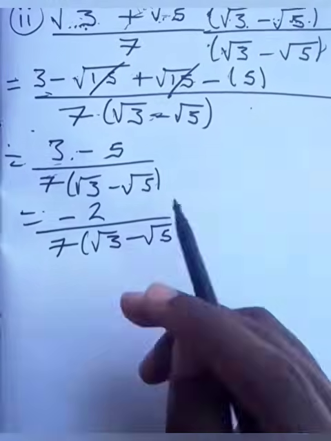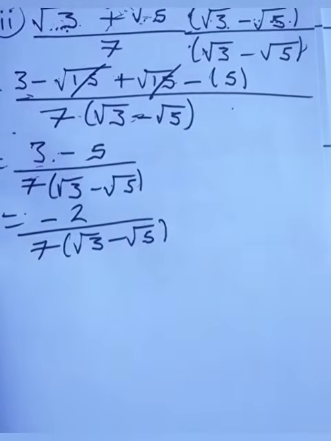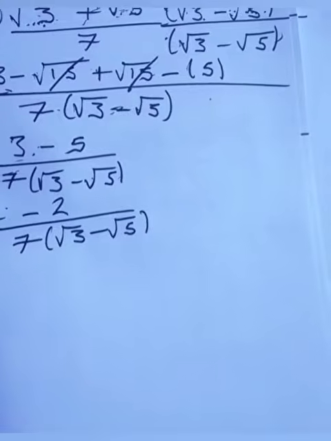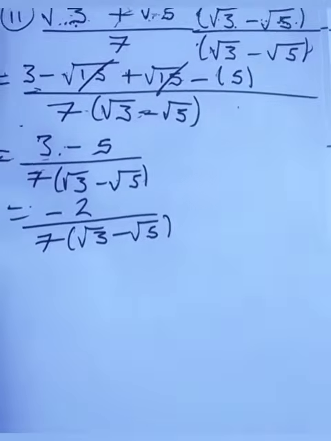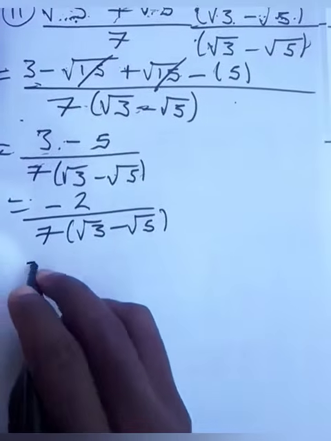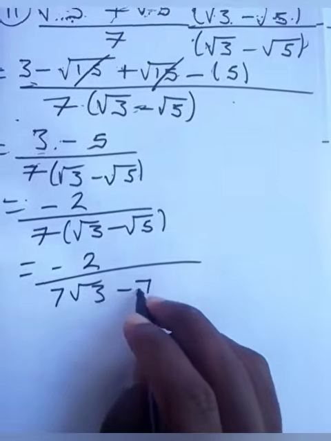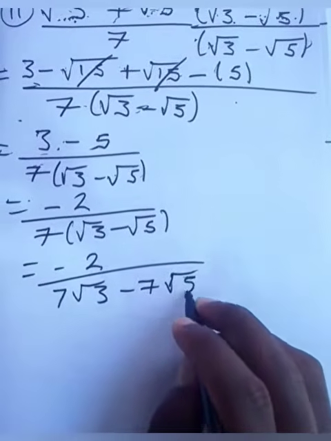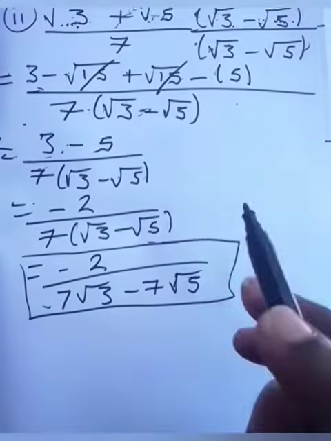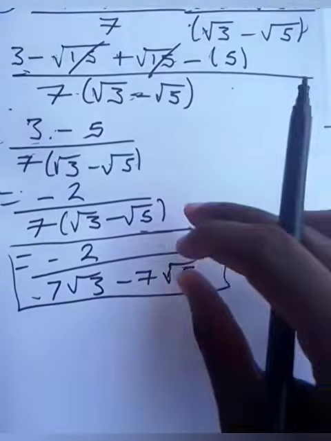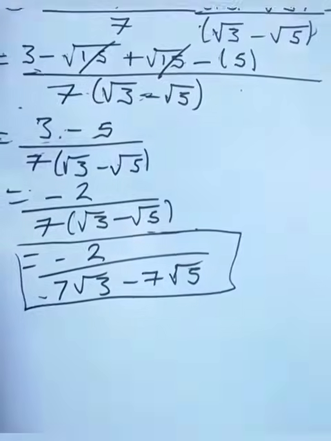Okay, so for this one, we can just end here. And this is just one way to simplify. Or maybe if you want to go further, you can just say negative 2, 7 root 3 minus 7 root 5, right? Yeah, you can end here if you want. But as long as you showed them this part, then you're good to go.